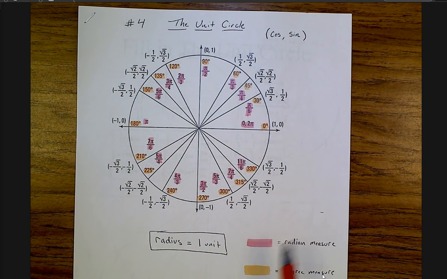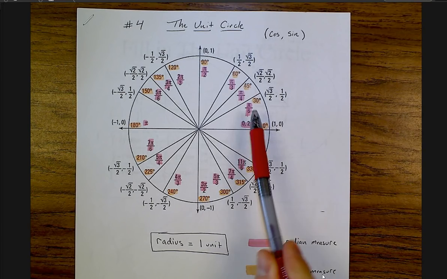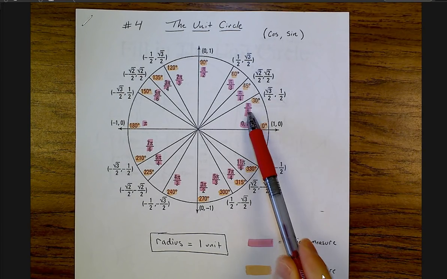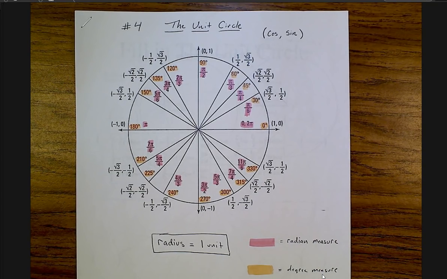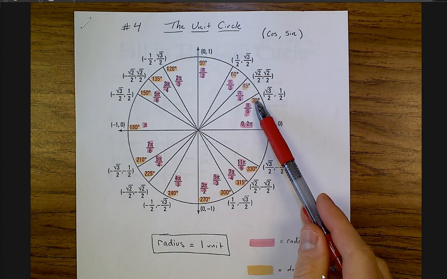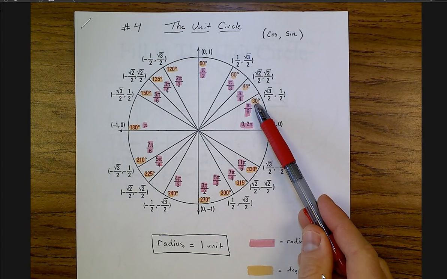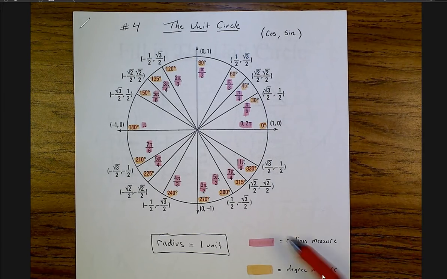In pink, right next to 30, you see radian measures, and we haven't even talked about what a radian is, but we'll talk about that here in a little bit. Each degree has a radian that is of equal amount. They're just two different measurement forms.